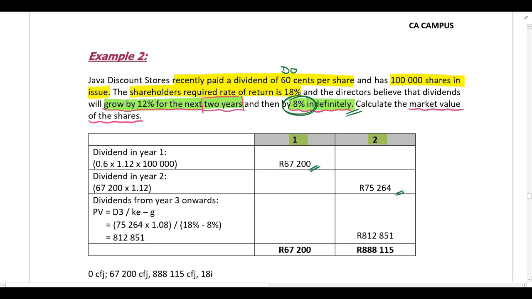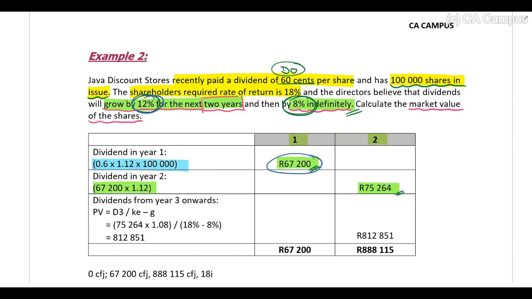in year 2. So if the dividend now is 60 cents, I need to grow that by 12% in order to get the dividend for year 1. And I'm going to multiply it by the 100,000 shares in issue so that I can get the total dividend. Then if I want the dividend for year 2, that is also going to grow by 12%. So I'm just going to take the dividend from year 1 and grow that by 12%. So in year 1 and 2, I've got inconsistent growth, so I look at those 2 years separately.